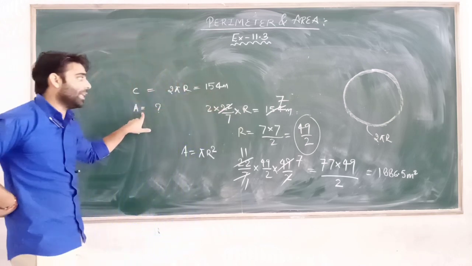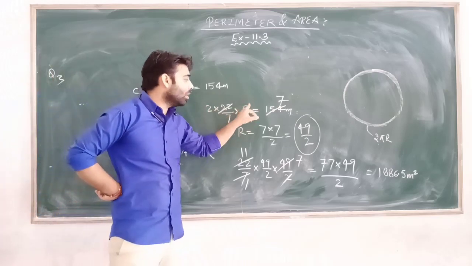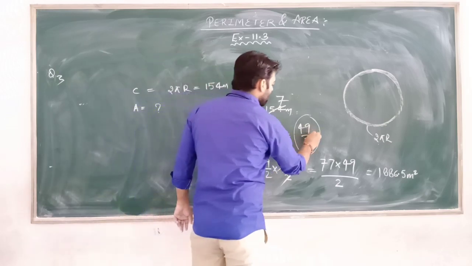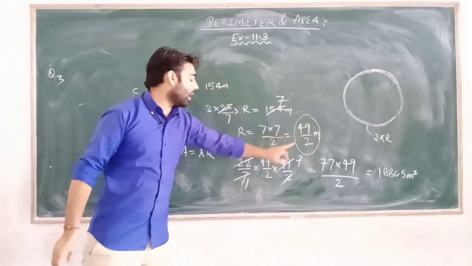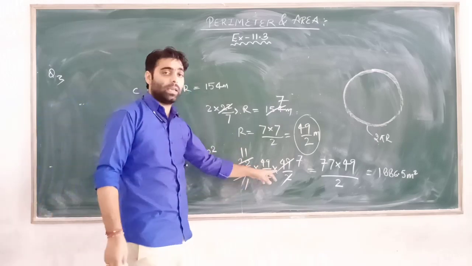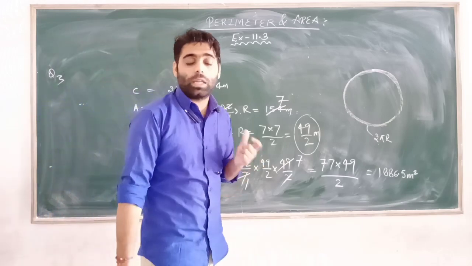This is the question number 3 explanation, in which the value of circumference has been given and we have to calculate the area. First of all, we have to find the radius r, and the value of r will be 49 by 2 meters. Then we put the value of r in pi r square and find the area of the circle. This is the explanation of question number 3.